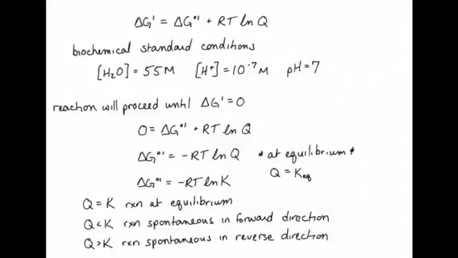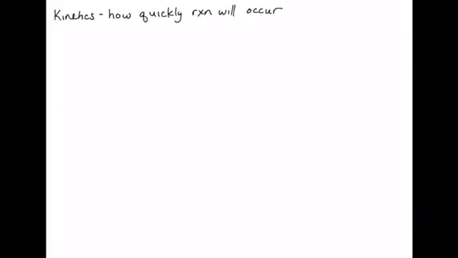Thermodynamics is useful for predicting which direction a reaction will proceed, but it tells us nothing about how quickly the reaction will occur. This is kinetics. Kinetics is the study of how quickly a reaction will occur, in other words, the rate of the reaction. Biological systems can also control the kinetics of reactions. Specifically, they use enzymes to speed up the rate of reactions. They do this by acting as a catalyst.